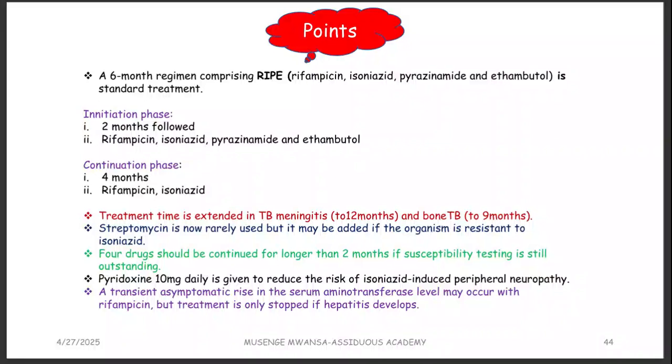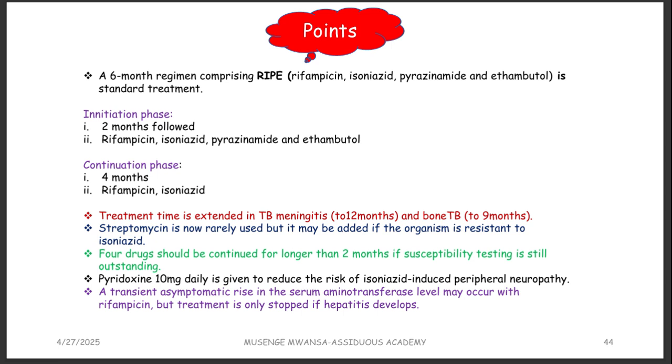So the points you need to take note of when you are giving TB treatment: the first 2 months, because remember we said that you treat for 6 months, is known as the initiation phase. Here you give all four drugs, so you say RIPE: rifampicin, isoniazid, pyrazinamide, and ethambutol. And then for the next 4 months, that is the continuation phase, you only give rifampicin and isoniazid. So a total of 6 months.